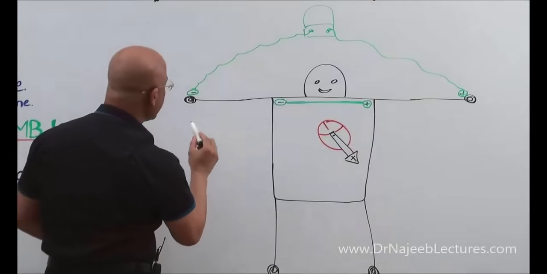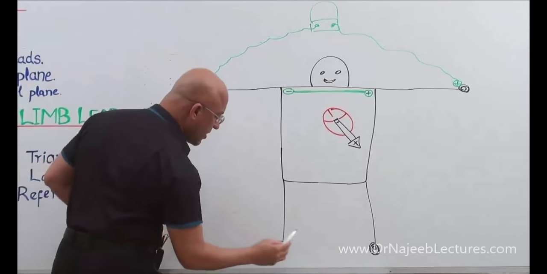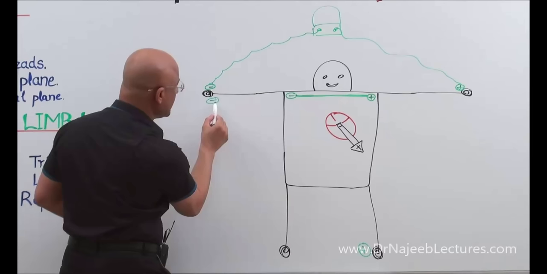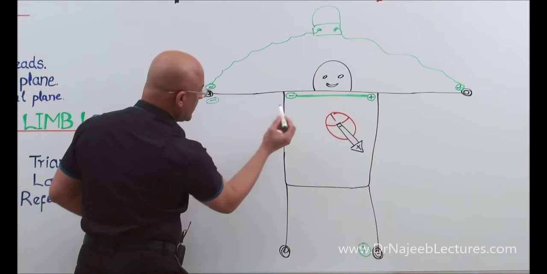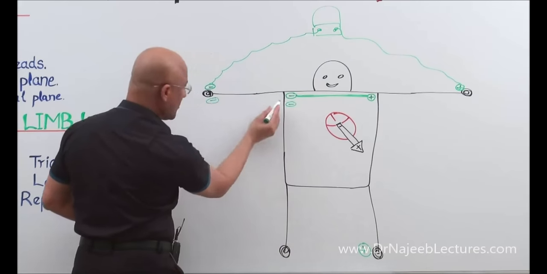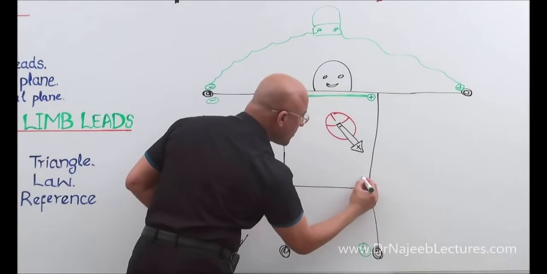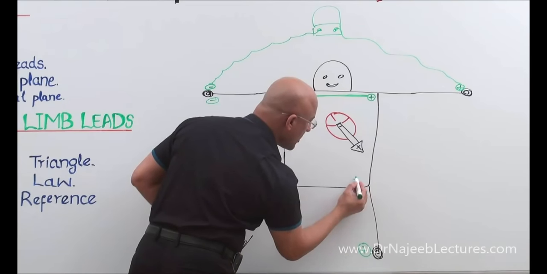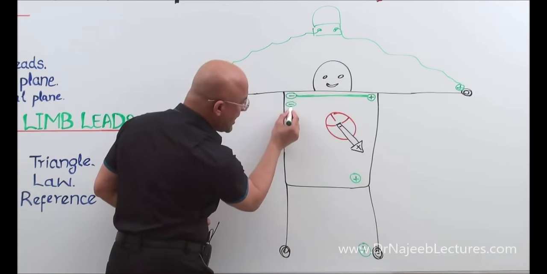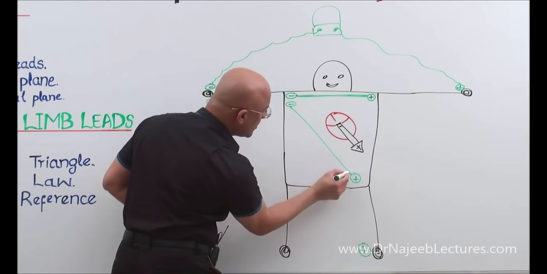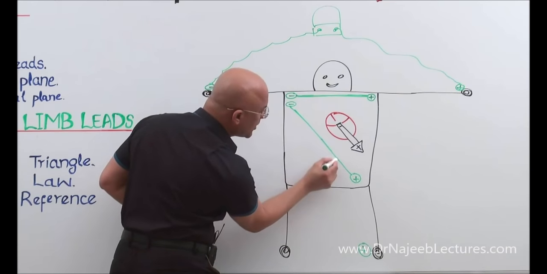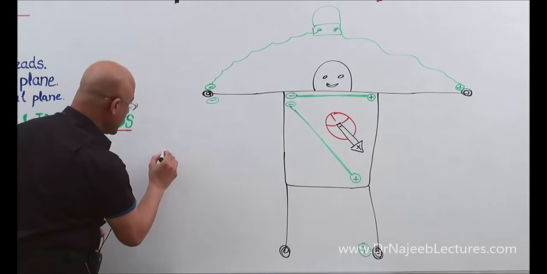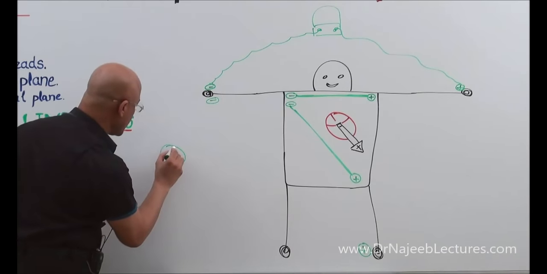Now, if I make lead number 2, as you know, this is here, and here we put the positive electrode. It is equivalent to putting the negative here. Is that right? And the positive here. Putting the positive electrode here, and this is the axis of lead number 2. This is the axis of lead number 2, and here it is going to be, what is it?